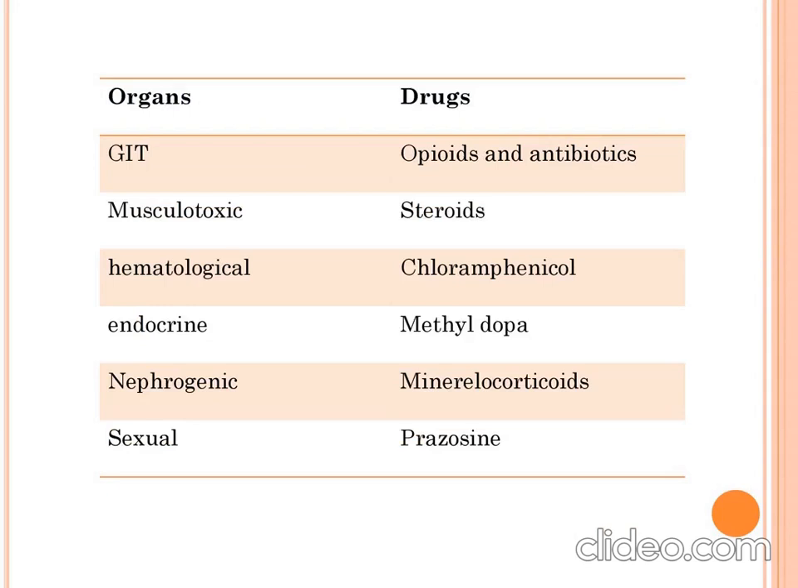GIT is affected by opioids and antibiotics, steroids again cause muscle toxicity, chloramphenicol causes a hematological side effect, that is agranulocytosis, methyldopa results in endocrine abnormalities, mineralocorticoids cause nephrogenic side effects, and prazosin causes sexual side effects. So this is how drugs affect particular organ systems, which comes under another adverse drug reaction. So this was all about adverse drug reaction.